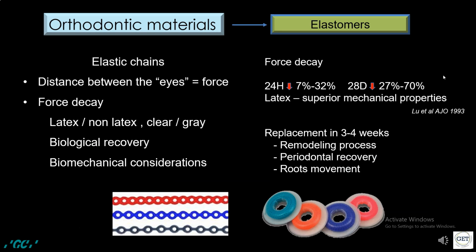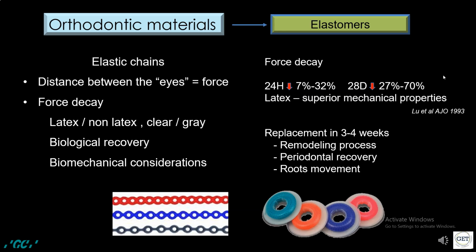Elastic chains. Elastic chains are an active force to execute tooth or teeth movement. Being elastic, they suffer the same features as the elastic modules of friction and force decay. The factor to be considered in elastic chains is the exerted force. The extension of the elastic creates the force. The more it is extended, the higher the force, and the faster the decay. The amount of extension is related to the distance between the eyes of the modules.